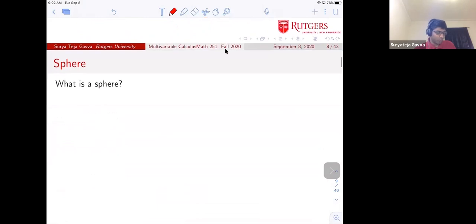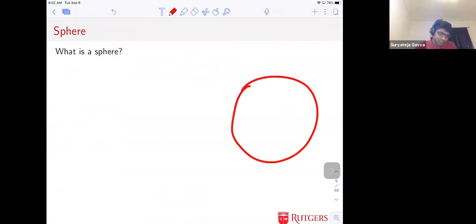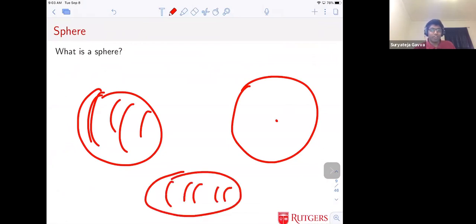We'll use this formula to do something. The question is, what is a sphere? We know what a circle is. A circle is something that looks like this. Even a spherical thing also looks something like that in 3 dimensions, right? But what is it? What is the difference between a spherical thing and something like a potato-like thing? How do you differentiate them? What distinguishes a sphere?